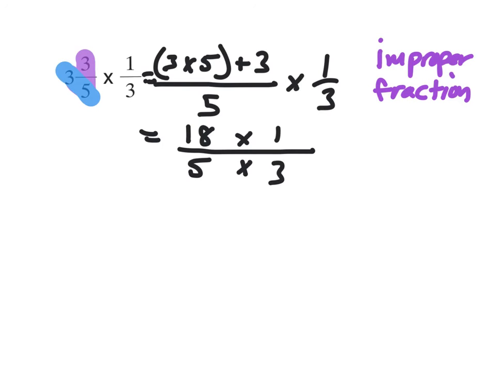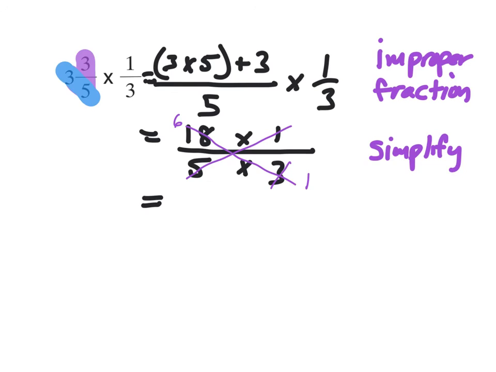And then again I'm going to do my normal steps, which is to look to see if I can simplify. So looking across, I can see 18 and 3, and I know a common factor between those two is 3. So 3 divided by 3 would be 1, and 3 goes into 18 6 times, so I'm going to put a 6 up there. And then I'm looking at the 5 and the 1, and the only common factor I see is 1, so I'm going to leave that the way it is.